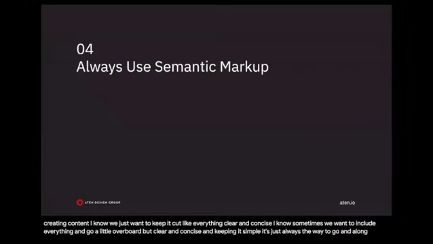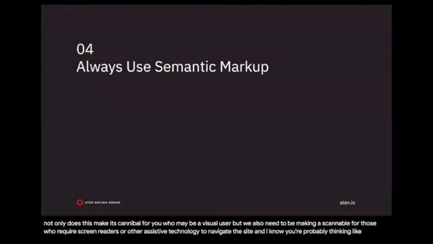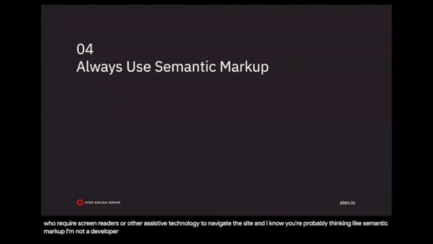And along with producing scannable content comes semantic markup. These two go hand in hand. When creating semantic, scannable content, not only does this make it scannable for you, who may be a visual user, but we also need to be making it scannable for those who require screen readers or other assistive technology to navigate the site. And I know you're probably thinking, semantic markup? I'm not a developer. I know very little HTML. How can I actually do this?